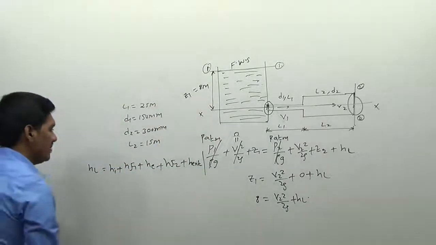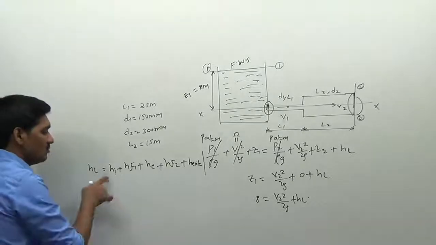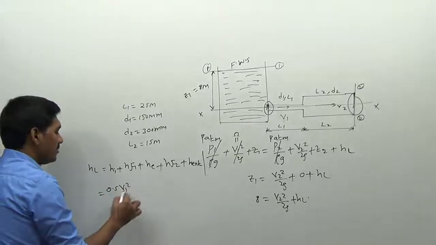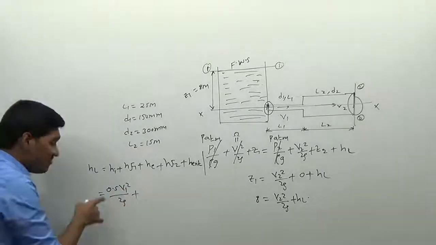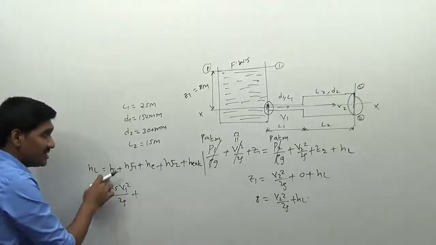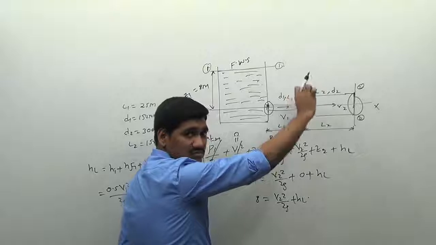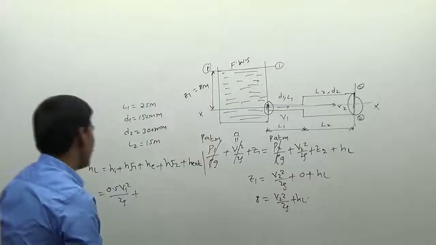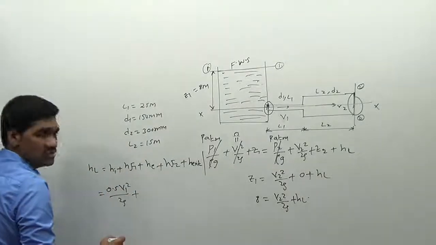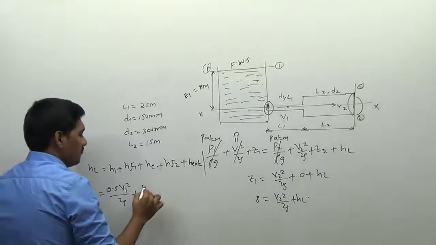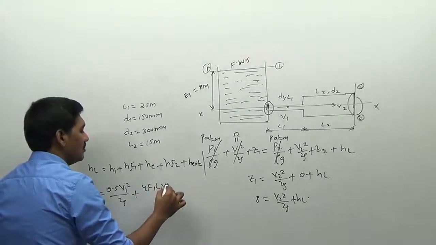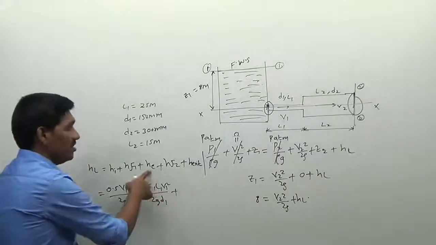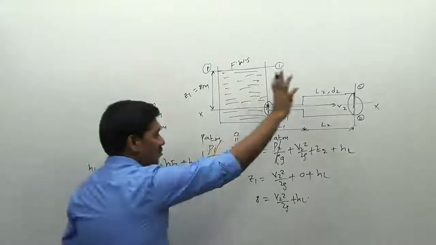So how can we determine the value of HL? Let us see. HL is equal to, I am writing for entry, the value we know, 0.5 V1 square by 2G. Why are we writing V1? Because V1 is the velocity at entry to this pipe of length L1, the velocity of the liquid flowing in the pipeline. Therefore I can write 0.5 into V1 square by 2G plus 4 F1 L1 V1 square divided by 2 G D1, plus what about the value of enlargement? Due to sudden enlargement, what is the value we have?